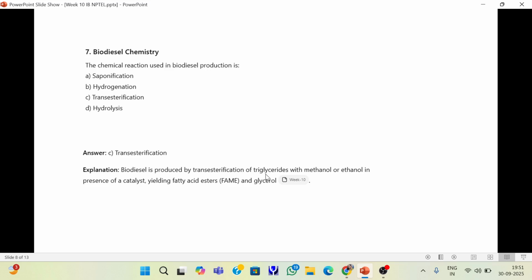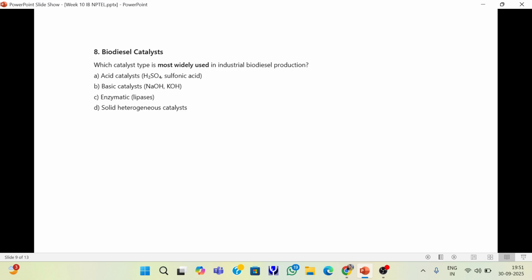Because then there is involvement of triglycerides with methanol or ethanol, presence of catalyst which yields the fatty acid esters and glycerol. Okay, moving on to the next question. Which catalyst type is most widely used in industrial biodiesel production? Acid catalysts, basic catalysts, enzymatic, solid heterogeneous catalysts. Start answering.